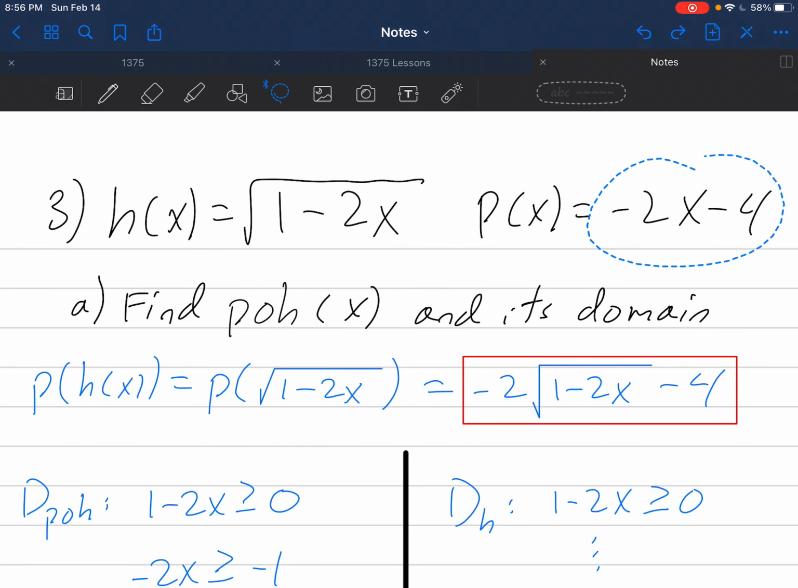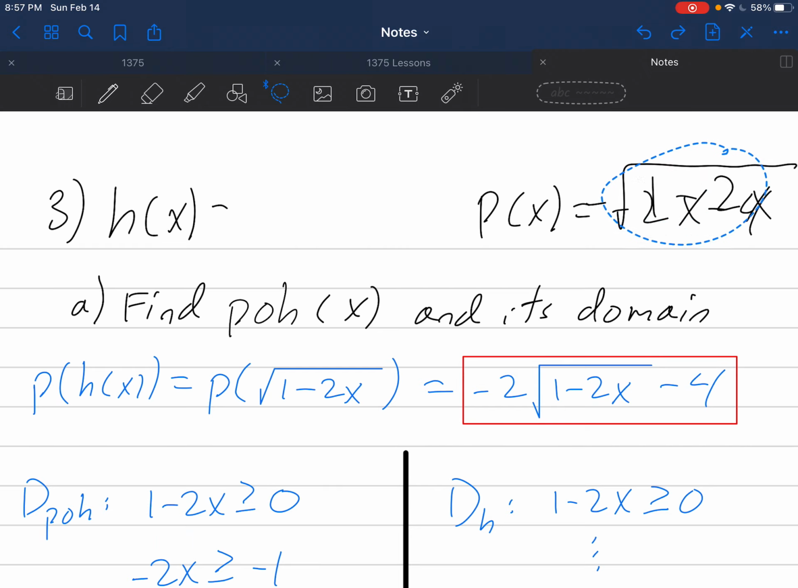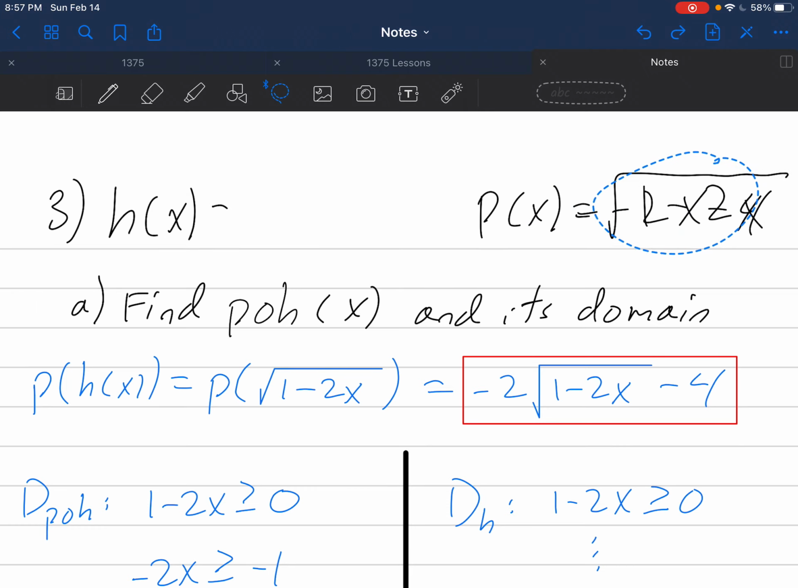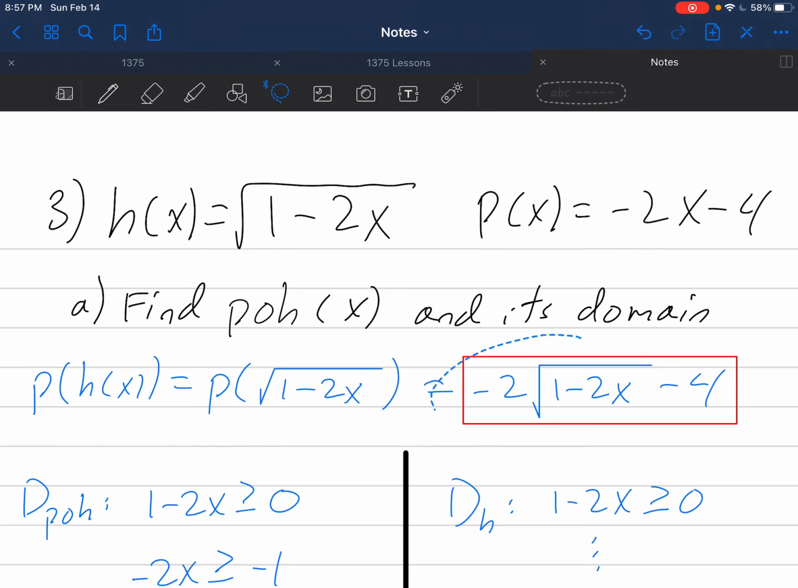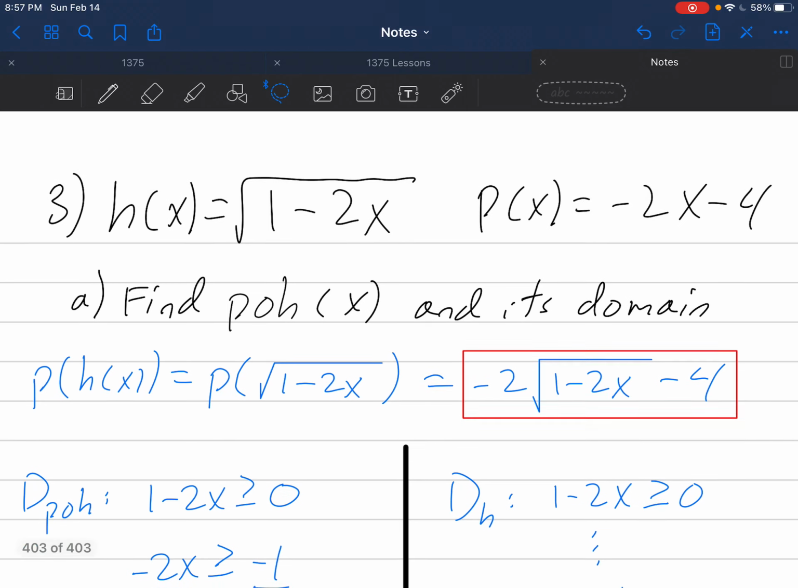So, same h and p, radical 1 minus 2x, negative 2x minus 4. In this case, we are reversing, p circle h. That means p of h of x. So h of x is the input. Radical 1 minus 2x is the input. Which means we're taking negative 2x minus 4, and we're getting rid of this x, and instead putting this radical 1 minus 2x in place of that. And that's what we have here. Negative 2 times radical 1 minus 2x, minus 4. And there's no more simplifying to be done here, so we can jump straight to the domains.